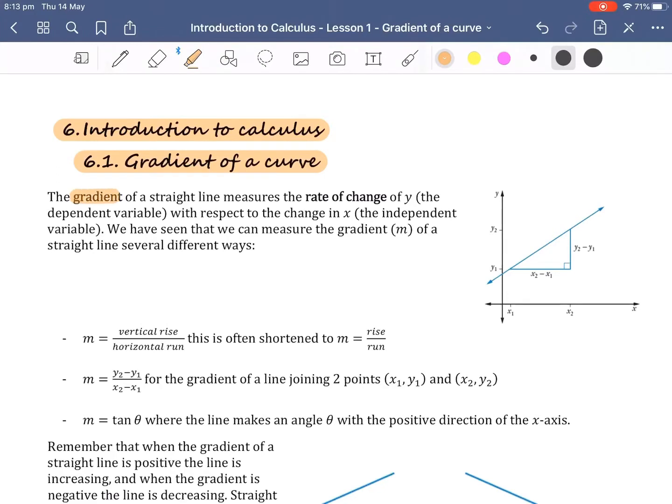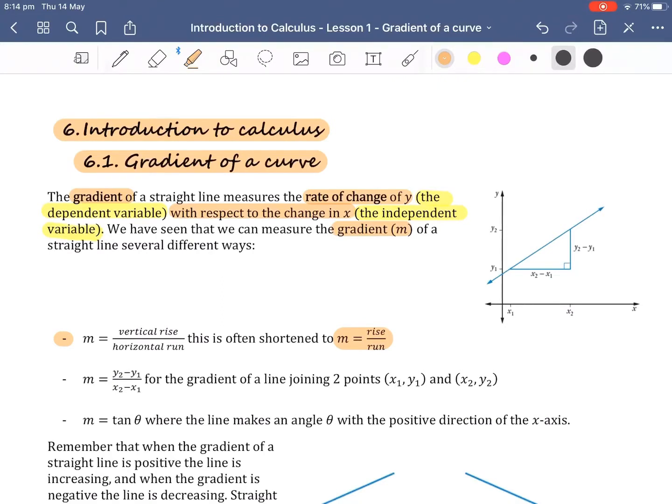So the gradient of a straight line measures the rate of change of y, which is the dependent variable, with respect to the change in x, which is the independent variable. We have seen that we can measure the gradient, which we know as m, of a straight line in several different ways. We can measure the gradient m as the vertical rise over the horizontal run, shortened to m equals rise over run.